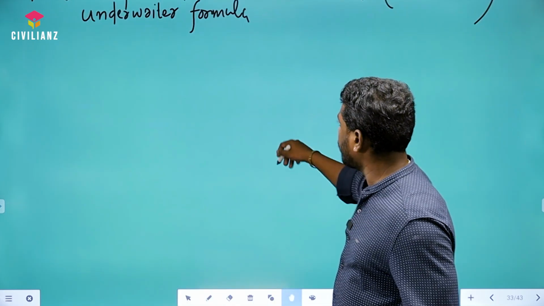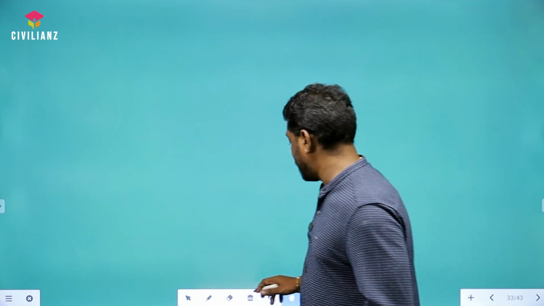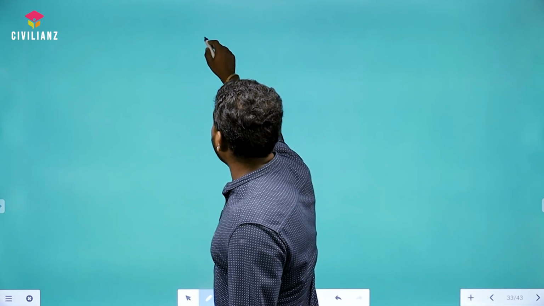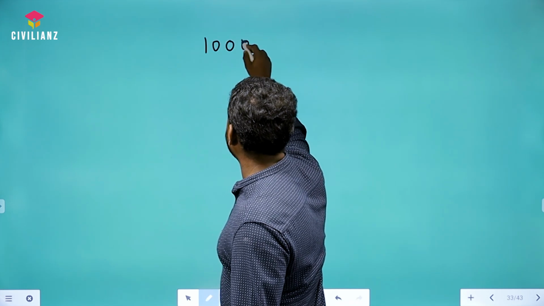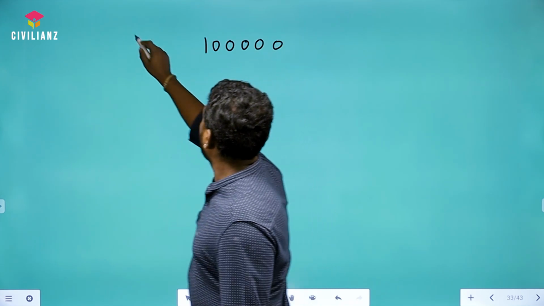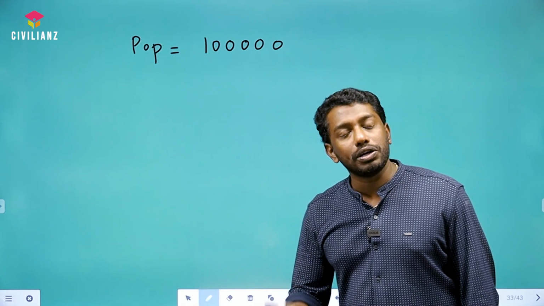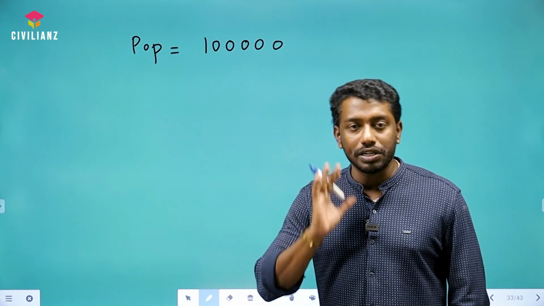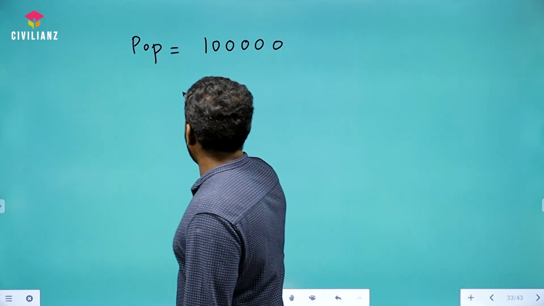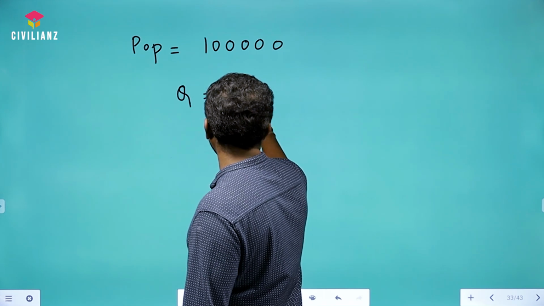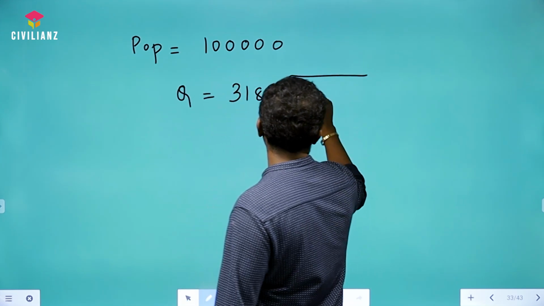Okay, I will give you an example how to calculate fire demand by using this formula. Let's take Kuchling's formula. Consider we are considering a city of population 1 lakh. Population is 1 lakh. And we have to find fire demand by using Kuchling's formula. How are we going to calculate this? Q is equal to 3182 into root 1 lakh.